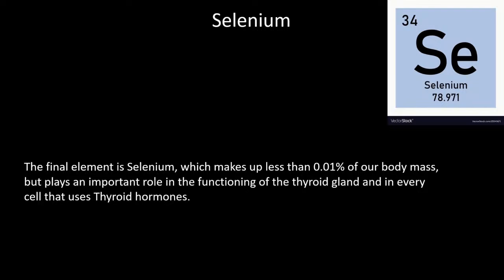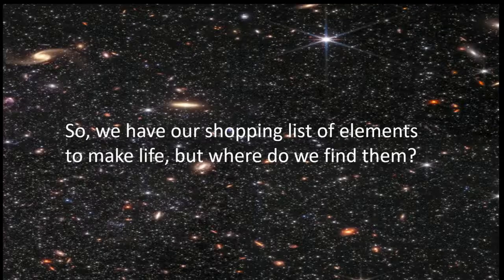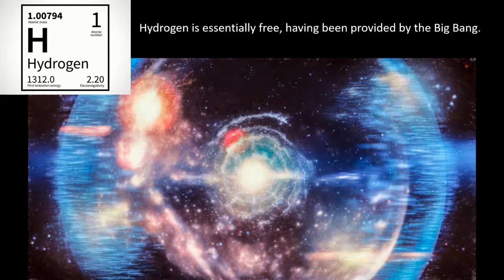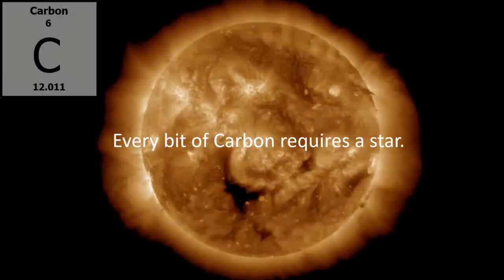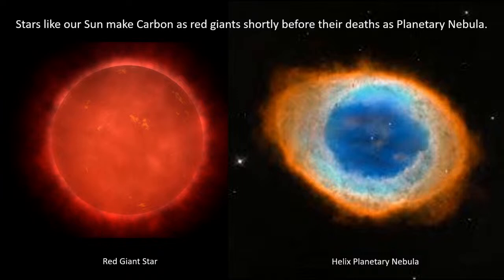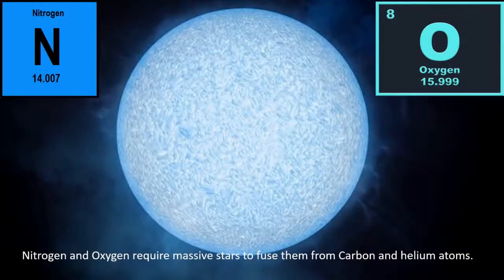So, we have our shopping list of elements to make life, but where do we find them? Hydrogen is essentially free, having been provided by the Big Bang. Every bit of carbon in the universe requires a star. Stars like our Sun make carbon as red giants shortly before their deaths as planetary nebulae. Nitrogen and oxygen require massive stars to fuse them from carbon and helium atoms. These are the main elements that stars make, so our universe's pantry has them in relative abundance.